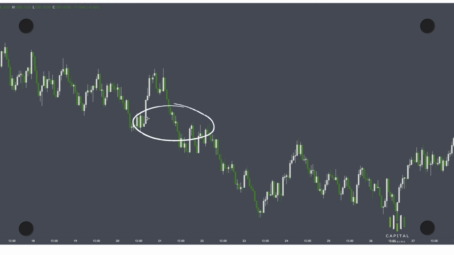So when ICT describes this concept, he explains that this is when everyone who was long here and is underwater here, what they do is they're going to take the market higher so that they reduce their losses on this candle or on this level here. So that's why it's called the mitigation block. They are mitigating their losses from the marketplace.